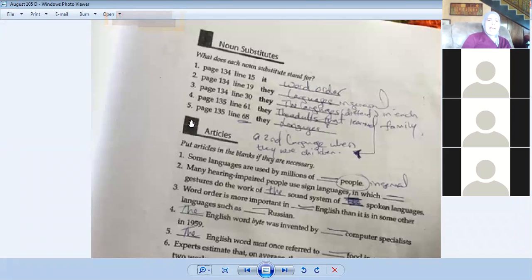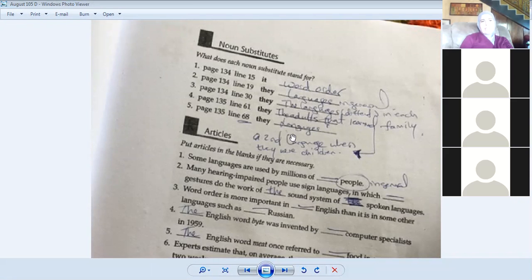The last pronoun that we want to discuss is they, which is in line 68. Let's go to line 68. All right, listen to this. Languages have come and gone in the past, but they are now disappearing at a rapid rate. They refers to what here, Diala or Dalia? Languages. Yes, languages, okay? All right. Let's move on to the next exercise.